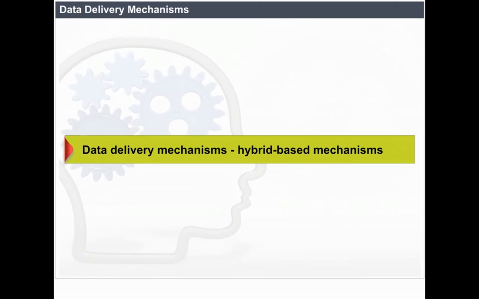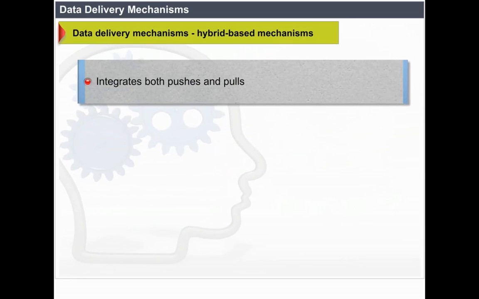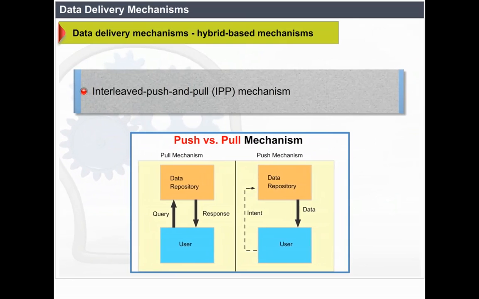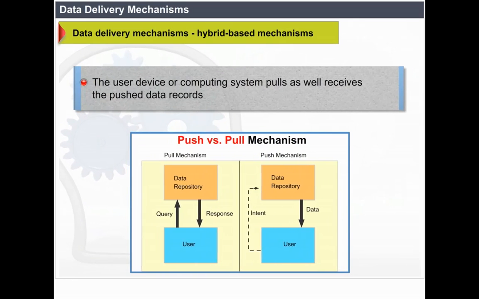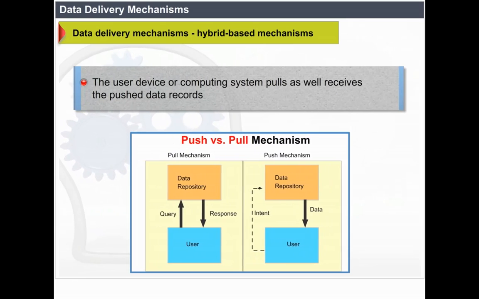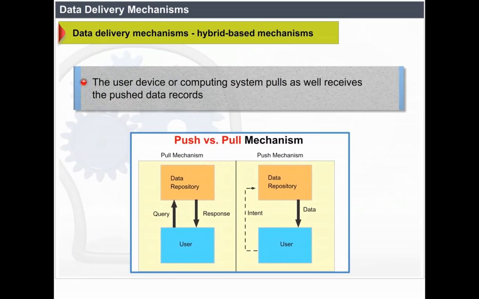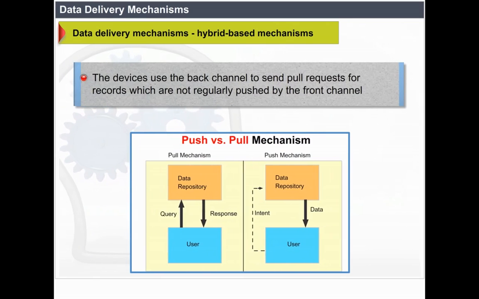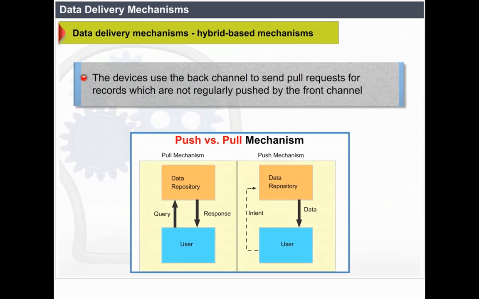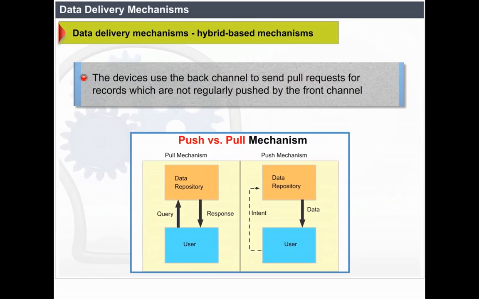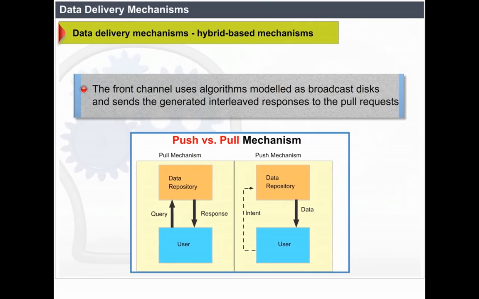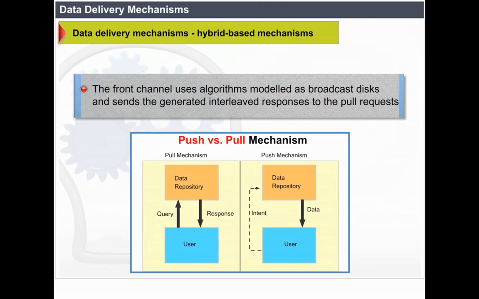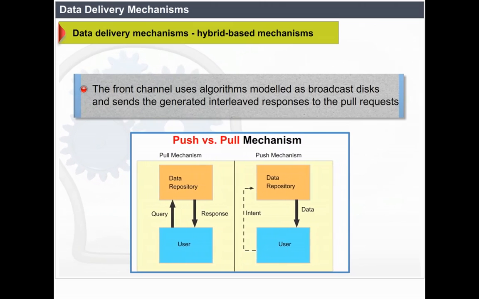Data delivery mechanisms, hybrid-based mechanisms. Integrates pushes and pulls. Interleaved push and pull, IPP, mechanism. The user device or computing system pulls as well as receives the pushed data records. The devices use the back channel to send pull requests for records which are not regularly pushed by the front channel. The front channel uses algorithms modeled as broadcast disks and sends interleaved responses to the pull requests.